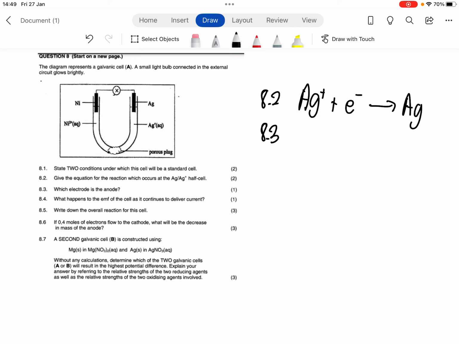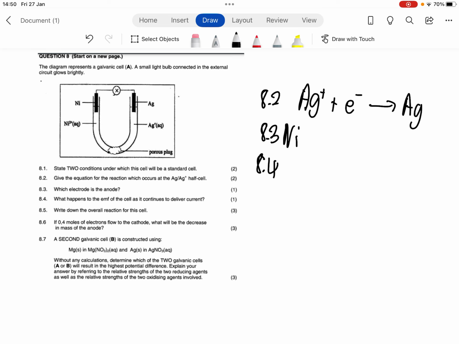Okay, so we're going to go back to our reasoning for the previous question. We said that silver is higher up on the table, therefore a greater oxidizing ability, therefore it's going to be reduced. And we know that reduction always occurs at the cathode. Okay, so that's something that's standard across them. The reduction will always occur at the cathode. And with that logic, it will of course mean that the other half cell will contain our anode. So Ni will then be our anode.